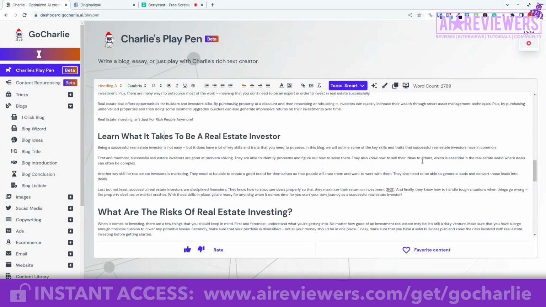They also know how to sell their ideas to others, which is essential in the real estate world where deals can often be complex. Another key skill for real estate investors is marketing. They need to be able to create a good brand for themselves so that people will trust them and want to work with them. They also need to be able to generate leads and convert those leads into deals.